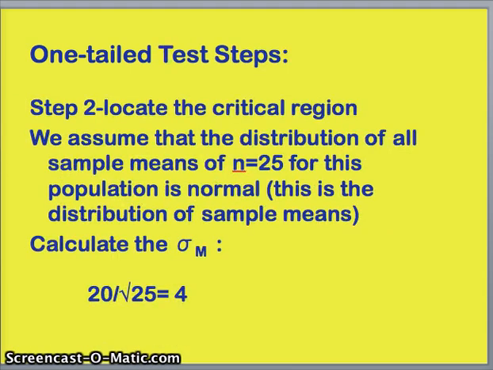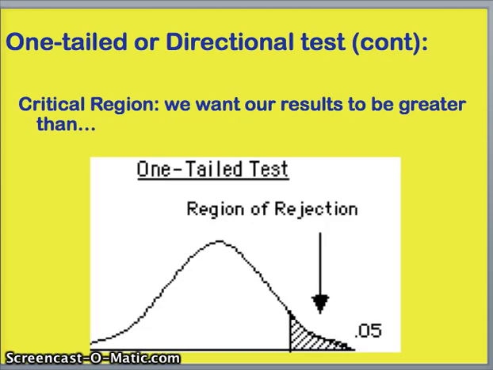We locate the critical region. We assume that the distribution of sample means of n equals 25 for this population is a normal distribution. We'll calculate the standard error of the mean, 20 divided by the square root of 25 equals 4. If you were to diagram the normal distribution, this is what we're looking for. We're looking for something in that 0.05 area. If it's in the other area or the greater area of the normal distribution, we're going to fail to reject.